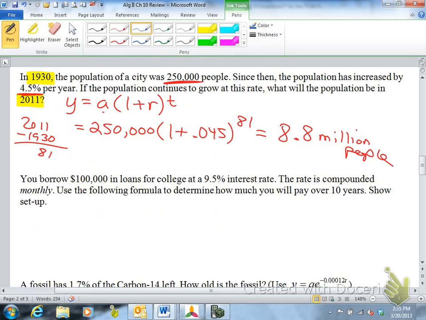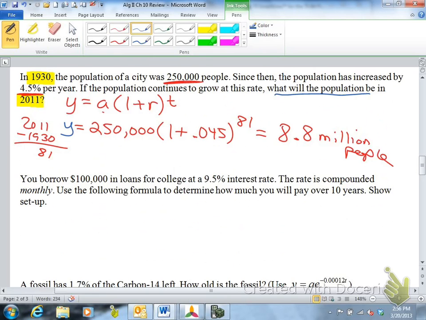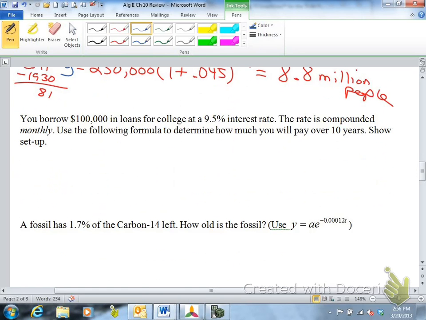On the next question, borrowing money and its monthly compounding. So you'd use the long formula. So this would be the formula. And you do need to memorize this formula.